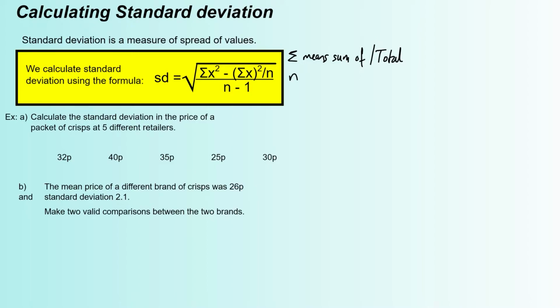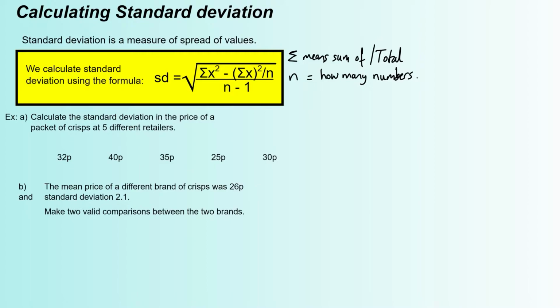N is how many numbers we have in our data set, and SD just represents standard deviation. So that covers everything we need to know here.